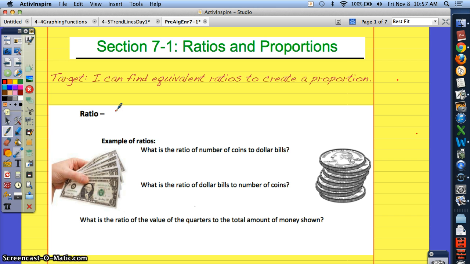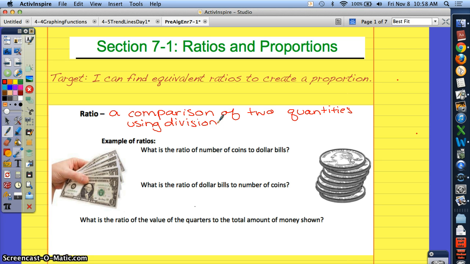So what is a ratio? A ratio is a comparison of two quantities, and it's using division. So when you see a fraction, that's a ratio. You can write a ratio three different ways.